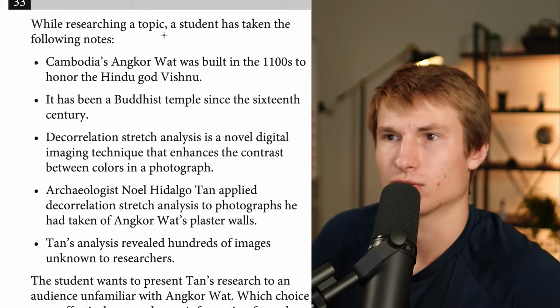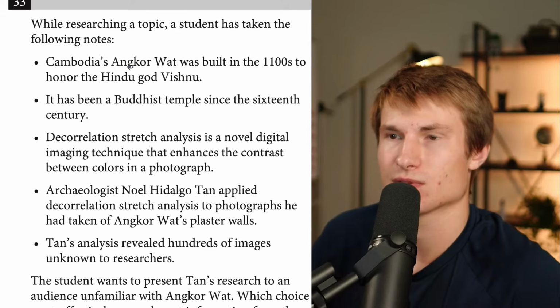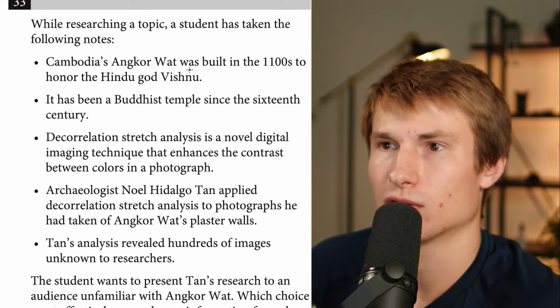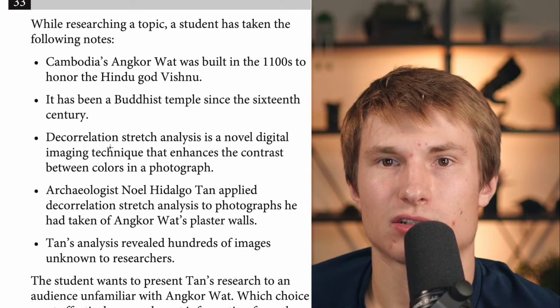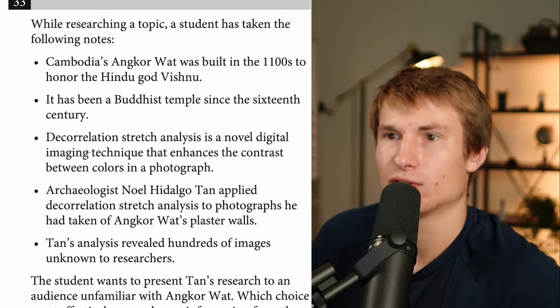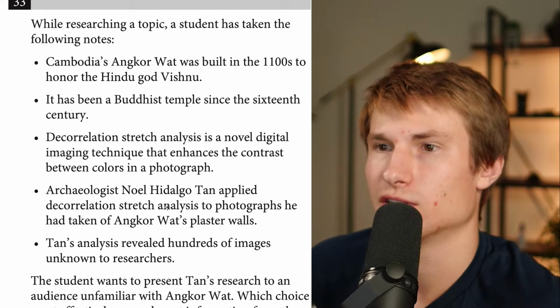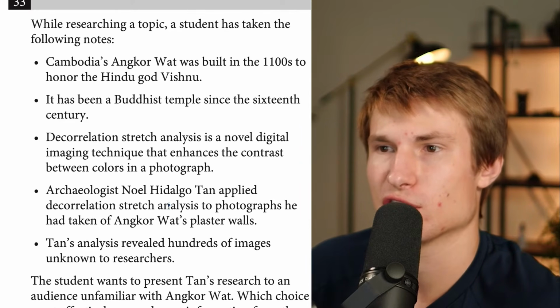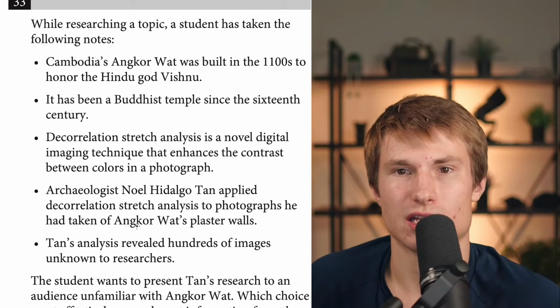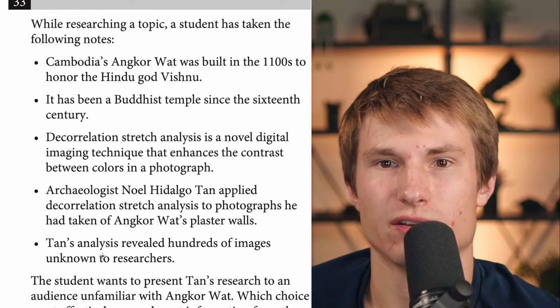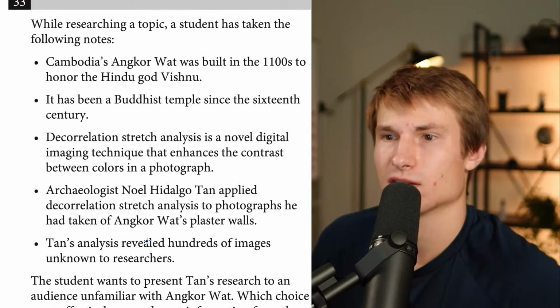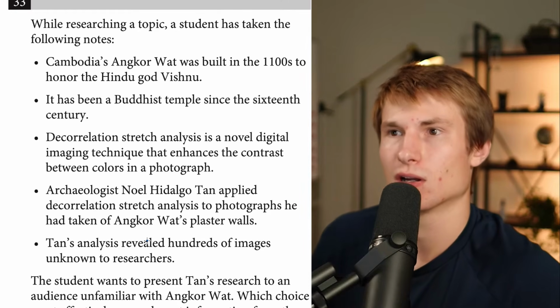Question 33. While researching a topic, a student has taken the following notes. Cambodia's Angkor Wat was built in the 1100s to honor the Hindu god Vishnu. It has been a Buddhist temple since the 16th century. Decorrelation stretch analysis is a novel digital imaging technique that enhances the contrast between colors in a photograph. Archaeologist Noel Hidalgo Tan applied decorrelation stretch analysis to photographs he had taken of Angkor Wat's plaster walls. Tan's analysis revealed hundreds of images to researchers. The student wants to present Tan's research to an audience unfamiliar with Angkor Wat.